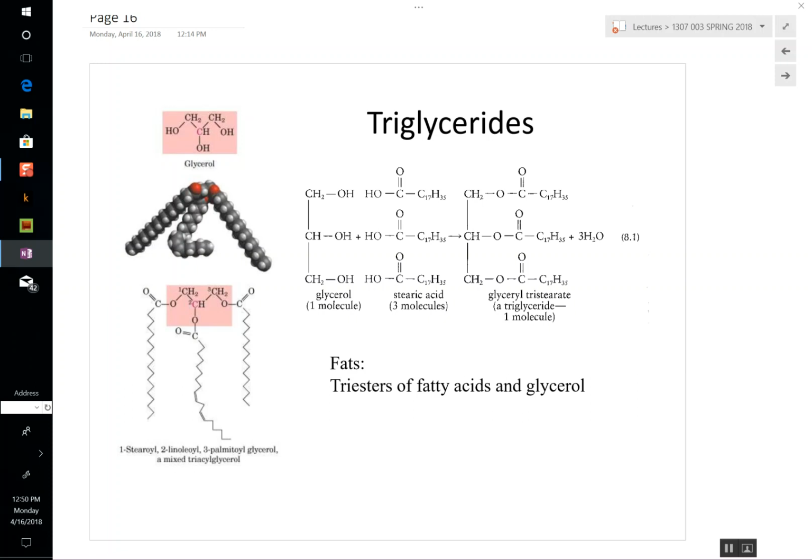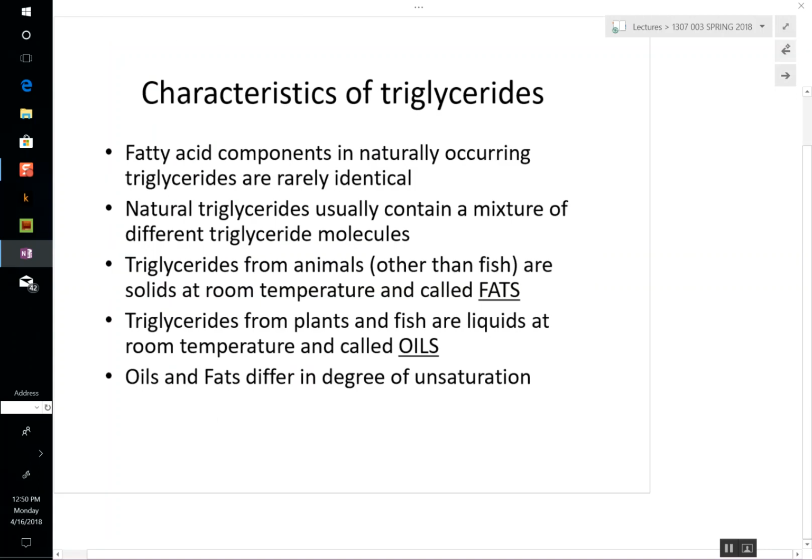Here is an example of how you would make one. If you had the glycerol plus 3 fatty acids, you'd form your triglyceride and 3 molecules of water, which is what your body can do. With the proper enzymes, it can put together these triglycerides. And the very next slide, okay.